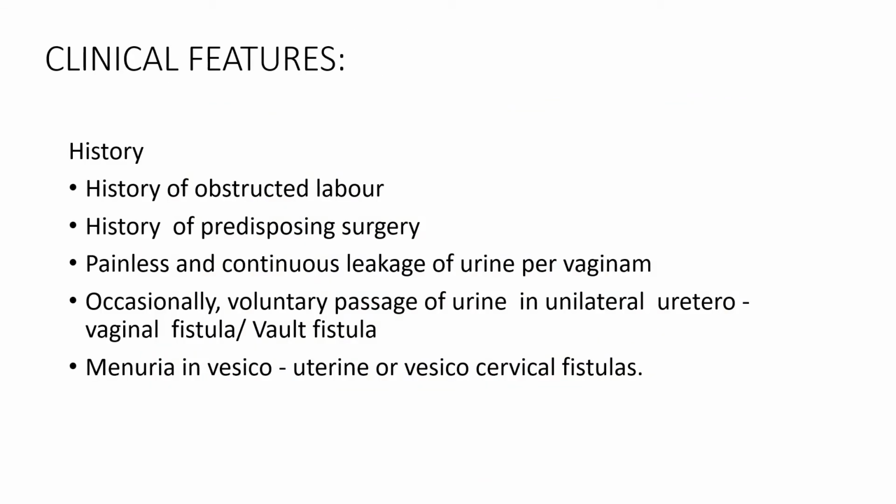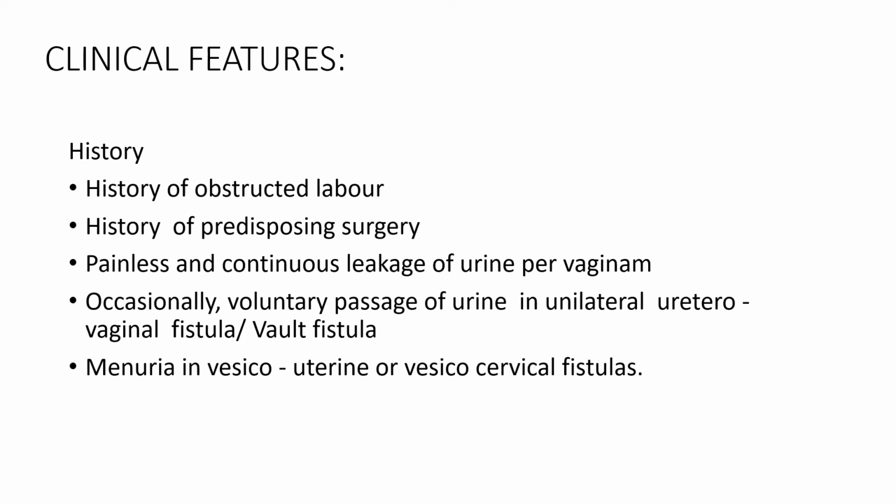So the history will always be a history of obstructed labor or a history of predisposing surgery. We're trying to get the risk factor, and then painless and continuous leakage of urine. Occasionally this could have a very foul smell, especially when there's bacterial superinfection. Okay, occasionally there is voluntary passage of urine in the ureterovaginal fistula or vault fistula. So the common symptoms: a history of obstructed labor or a history of surgical procedure performed, and then the patient complains that she's passing urine via her vagina.